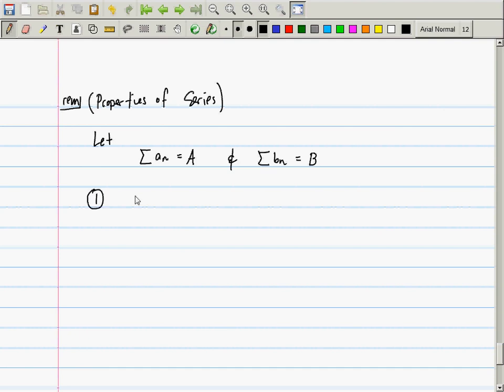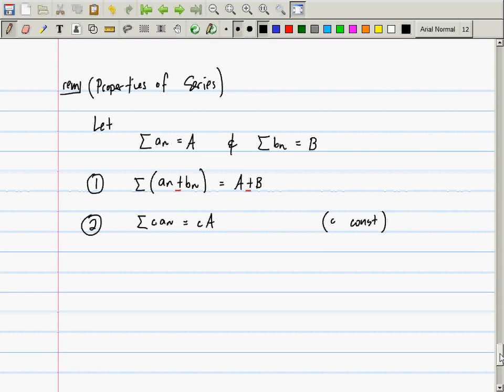So first, the sum of the sum. What do you suppose this converges to? A plus B. So I guess I could write sum or difference, right? Great. Okay. Another one. The only other one we're going to consider is, how about the sum of C multiplied by a_n, where C is a constant? What will it be? CA. Okay, so the purpose of these is to show you that the sum sort of acts linearly in the way that you hope it does.